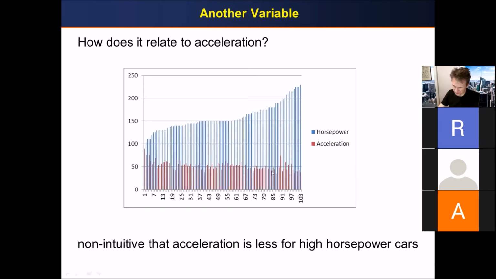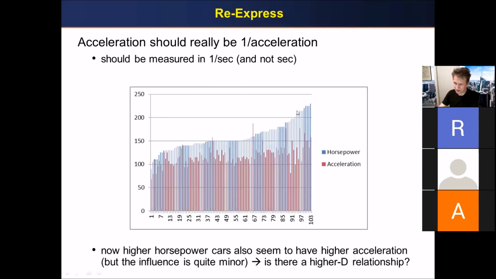So I plot this, but you can see here it's non-intuitive, because it actually slopes down for the higher horsepower. The accelerations actually go down as the horsepower goes up, right? These are like similar cars. This is car number 103, has low acceleration, high horsepower. So I have to re-express it, right? I have to say acceleration should really be 1 over acceleration, right?